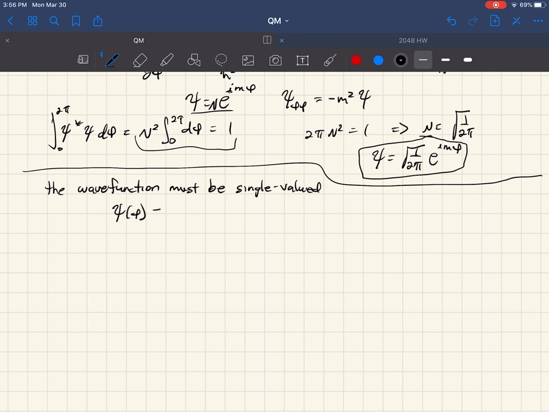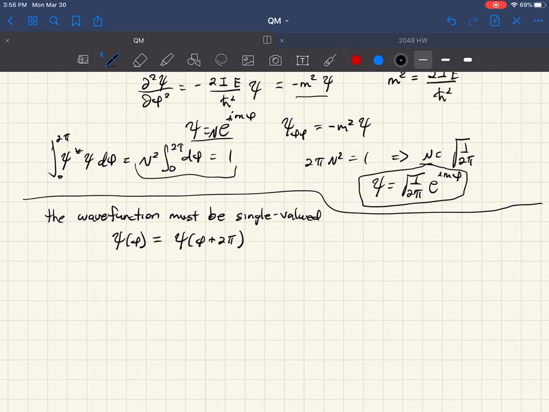And what that means mathematically is that as you go around the ring 2 pi and come back to where you started, because as you go around the ring once, you come back to where you started, and that is 2 pi around the ring. So that must mean, for the angle that is, that the wave function at phi must be equal to the wave function at phi plus 2 pi, because you come back to where you started, and the wave function must be the same.